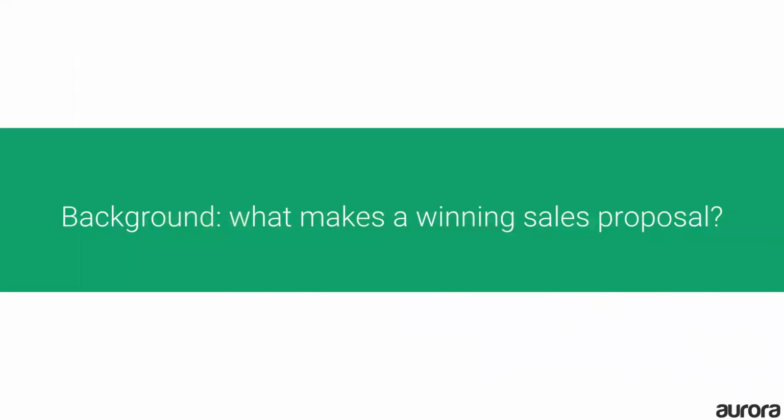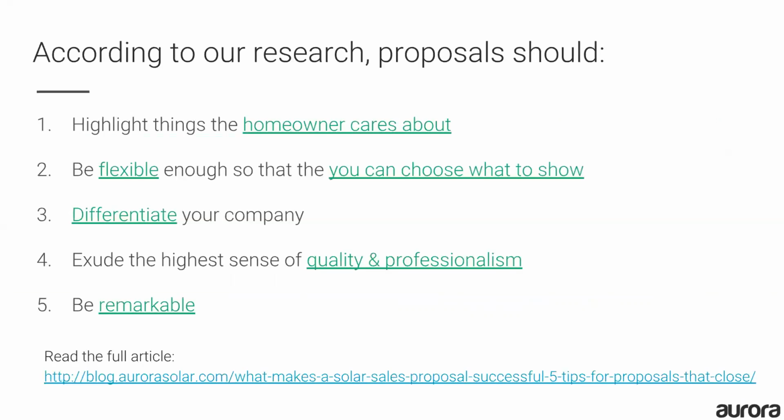Now let's quickly jump over into a background of what makes a winning sales proposal. At Aurora, we interviewed several different solar companies. Some of these companies were Aurora customers and some were not. And we really wanted to see what they thought should be included in a final sales proposal. These companies helped us come to the conclusion of 5 major items, which include highlighting things that are important to a homeowner. So things like pre and post utility bills, lifetime savings, a list of components that you're going to be working on for the project.